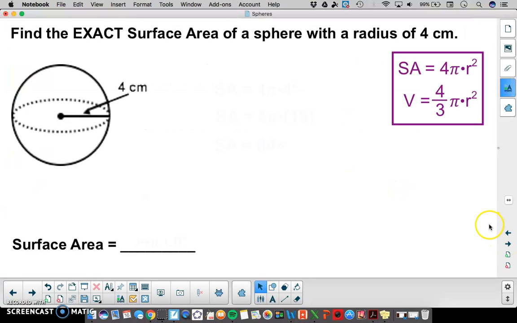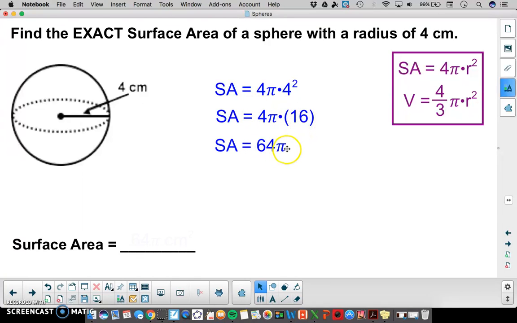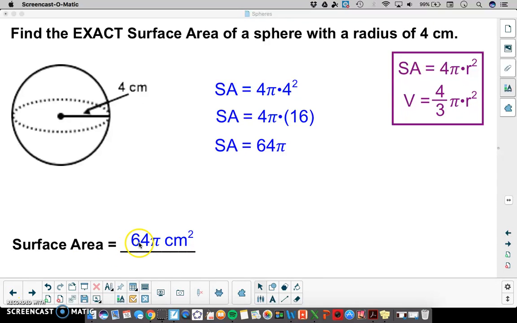So first, let's take a look at finding the surface area of a sphere. We're given a sphere with a radius of 4. We're going to use the surface area formula of 4 pi r squared. So surface area is 4 pi times our radius of 4 squared. So surface area equals 4 pi times 16. 16 times 4 is 64 pi. So the surface area of this sphere is 64 pi square centimeters.